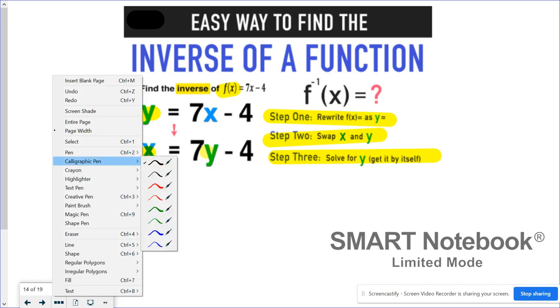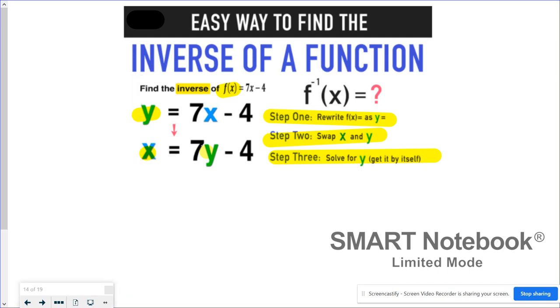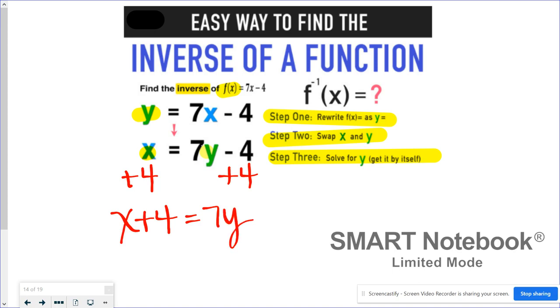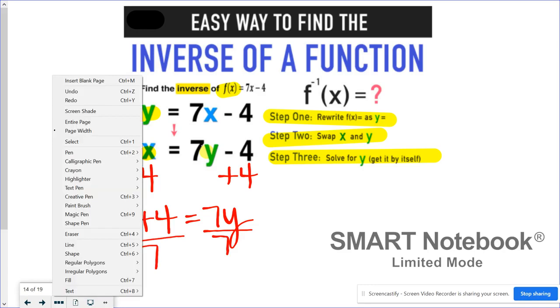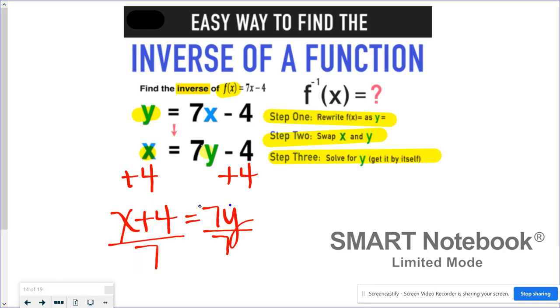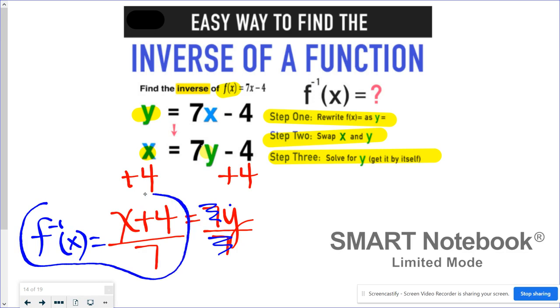Looking at this problem, to get y all by itself, I would have to use my inverse operations. Those are the things we use when we solve equations. So I add 4 to both sides. That gives me x plus 4 is equal to 7 times y. And then I can divide both sides by 7. Because the 7s would cancel, y is all by itself. So my inverse function, f inverse of x, is given by this formula, x plus 4 divided by 7.